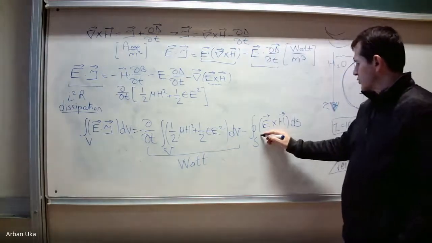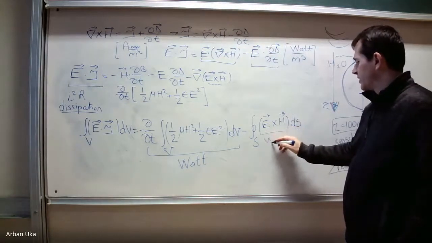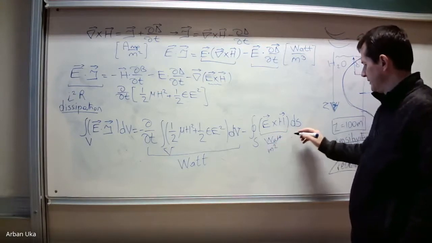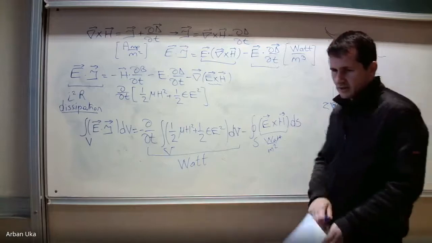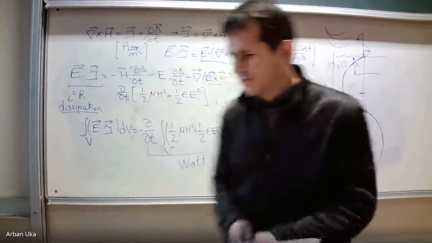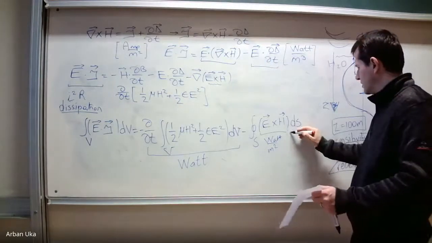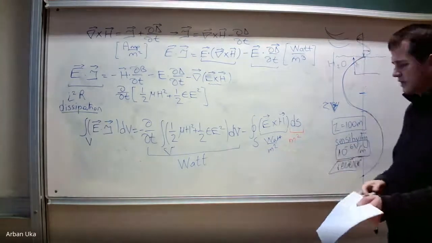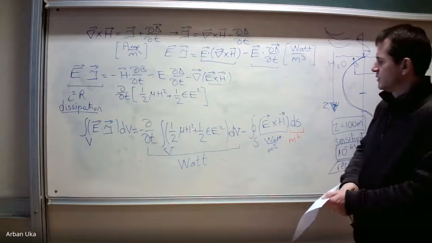This term should be watt per unit area, watt per meter squared, times this other term here, the surface area, which is measured in square meters. So you can cancel out the meter squares, and we find this expression.